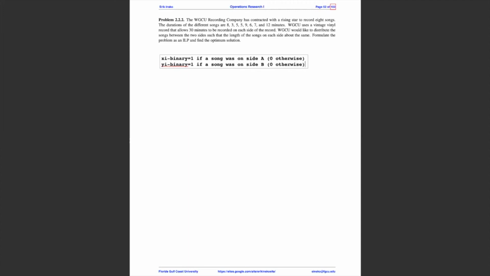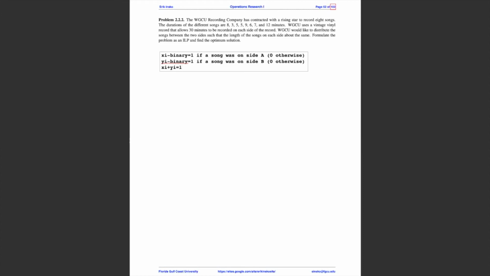And please note that the song can only be recorded on one side. So if we are adding two binary numbers, xi plus yi, the value should be 1. And that would denote that actually the song was recorded on either side. That would be used later when we put this into solver in Excel. So let's see what else we have about this problem.